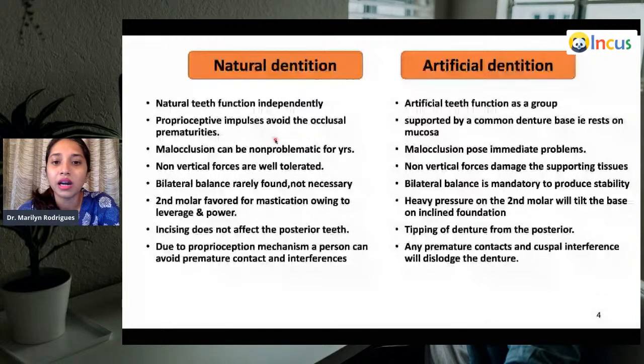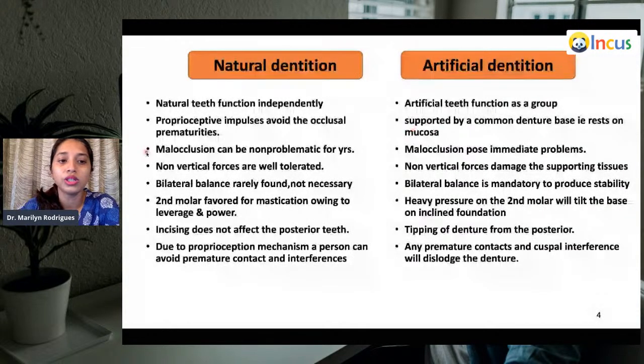Now, what happens in artificial dentition? It is supported by a common denture base on which all the teeth are arranged, right? The common denture base doesn't have any proprioception. It is a non-living thing, definitely. The base rests on mucosa and therefore it cannot distinguish these proprioceptive impulses and therefore it cannot avoid occlusal prematurities, okay?